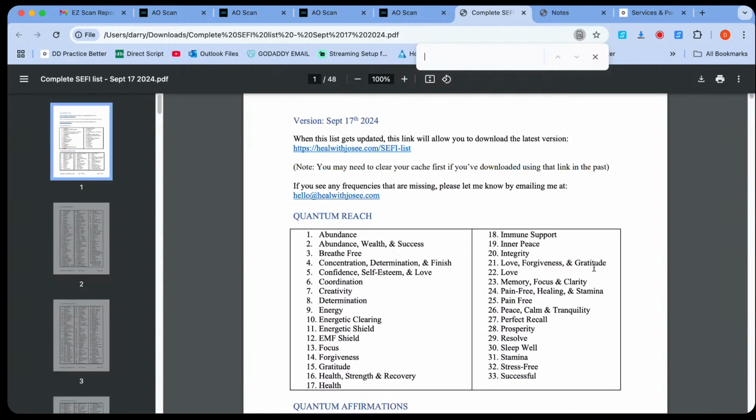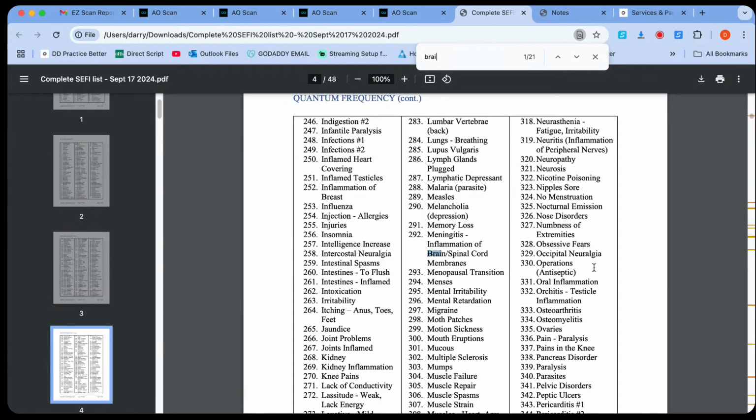All right, let's see what we have for brain support in here. All right, so here is great. I've had meningitis. You have. I was about to say this is great because we're dealing with brain and spinal cord. And so let's utilize that 292, which is meningitis, inflammation of the brain, spinal cord membranes.